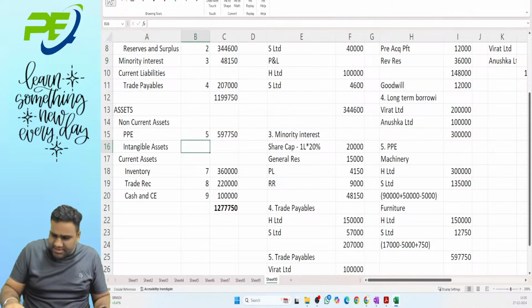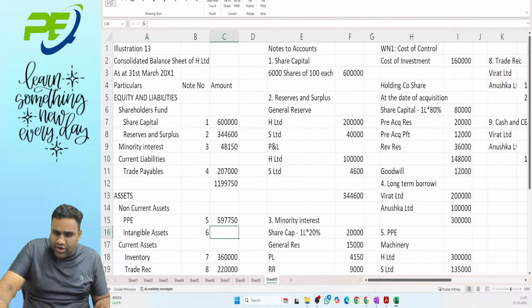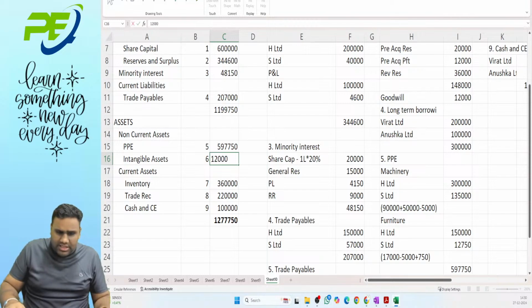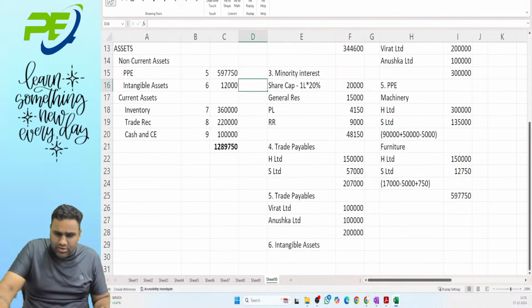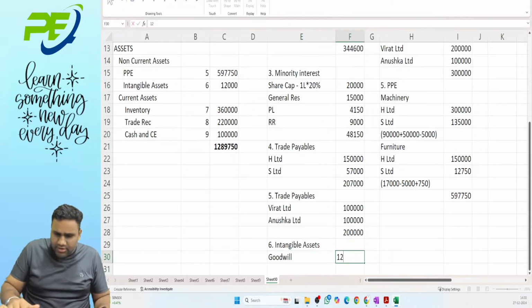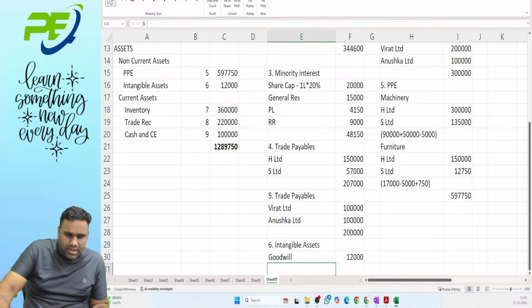Intangible asset, note number 6. Goodwill, we got it somewhere here. 12,000, everyone. Working note 1. So goodwill is 12,000, intangible asset in note number 6.